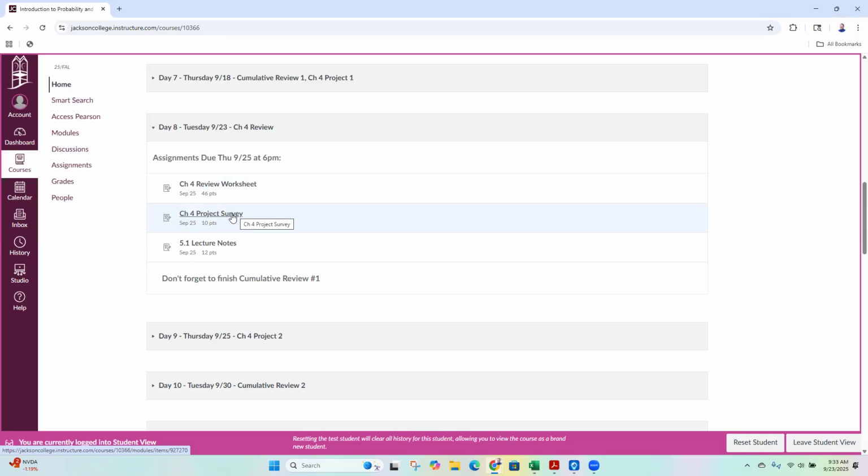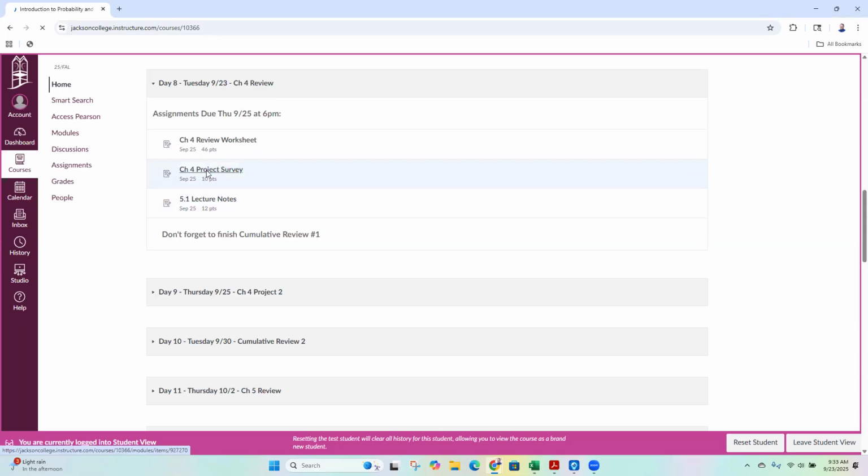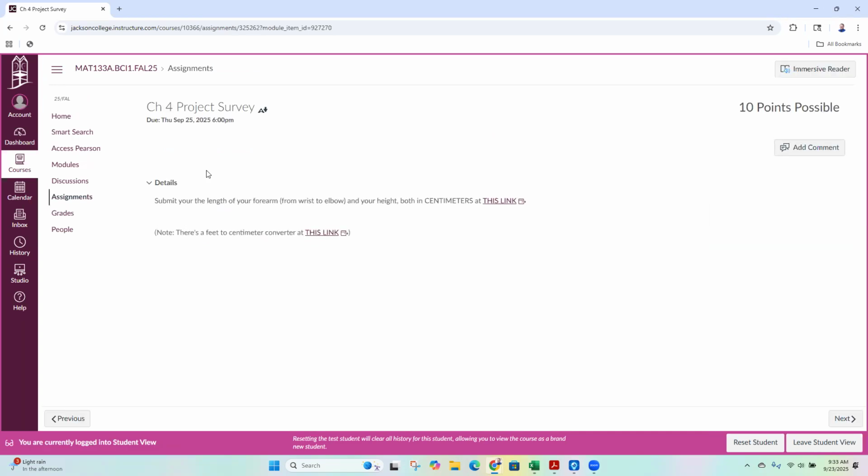Okay. So here I am in Canvas. If I click on the Chapter 4 project survey, this is going to be used on Thursday when we do the Chapter 4 project number 2. Okay. So we're going to be looking at distributions and stuff, but all you have to do, so what we're asking you to do is submit the length of your forearm and your height, both of which we want measured in centimeters.